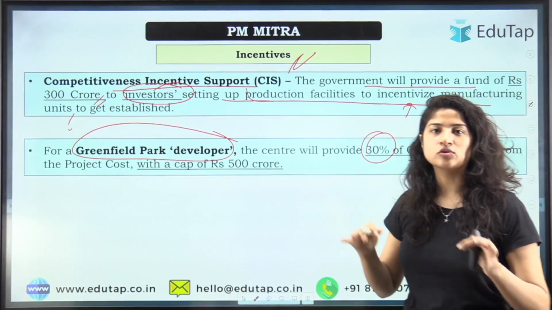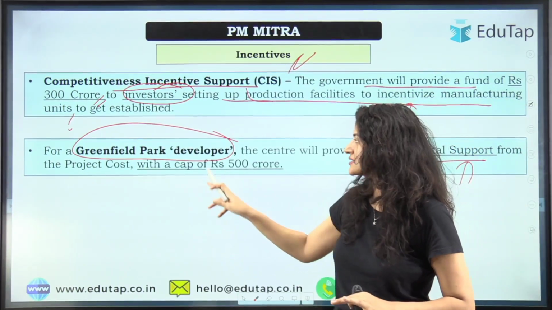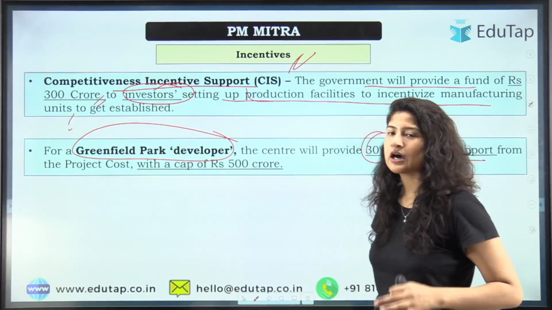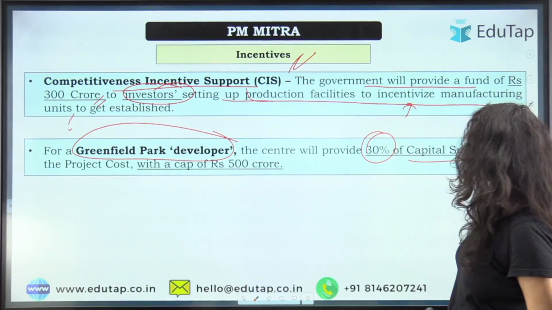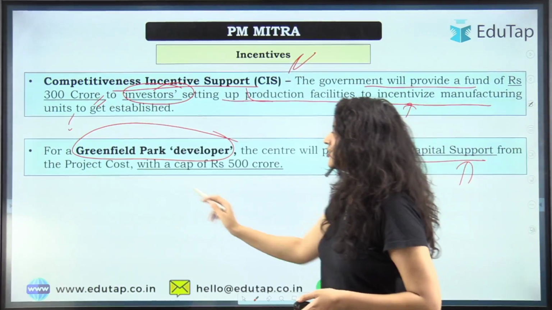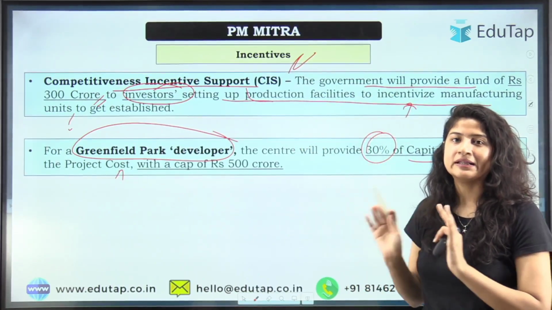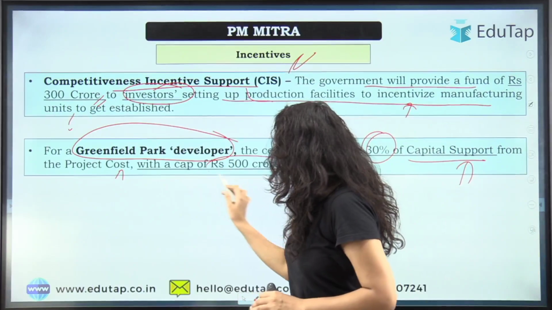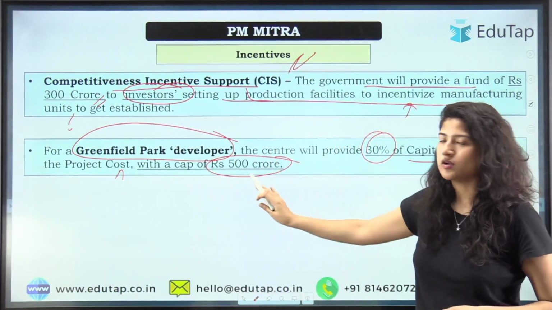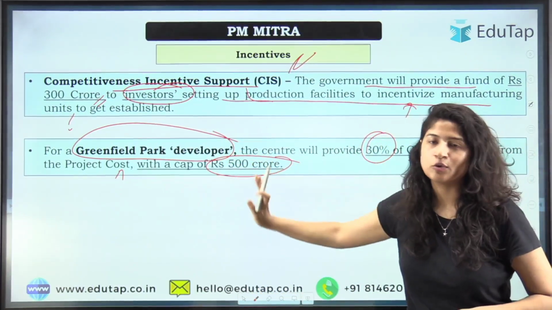So whatever be the total amount that will be invested for the greenfield project, out of that 30% will be given by the government, and there is 30% of the project cost by the SVP that will be set up by the center and the state government with a cap of rupees 500 crore, okay. So here is a cap also, 30% up to 500 crore only.